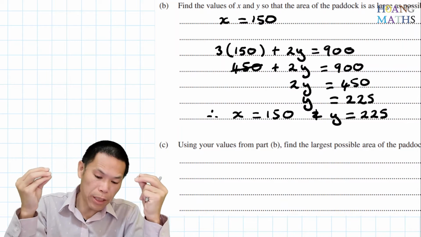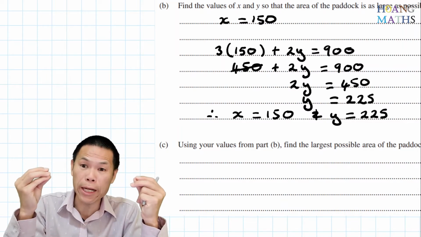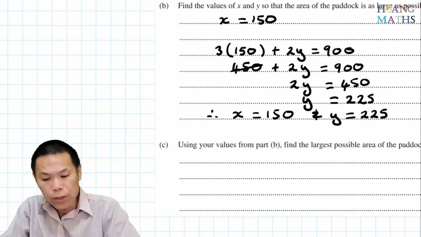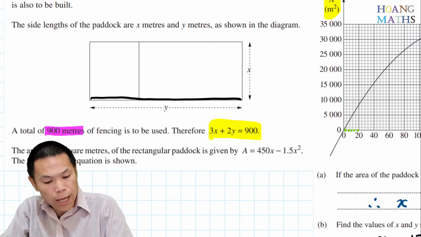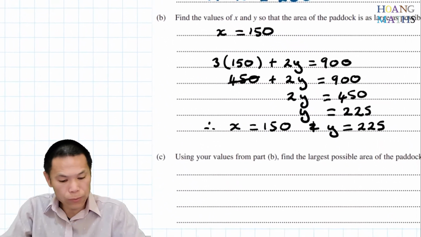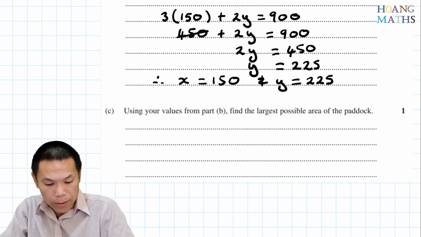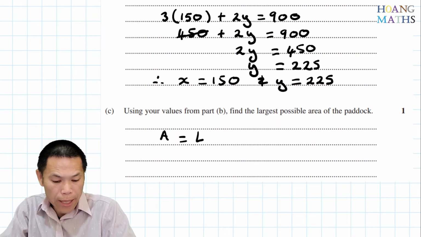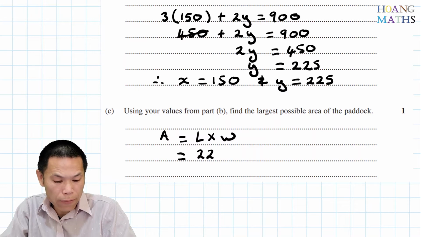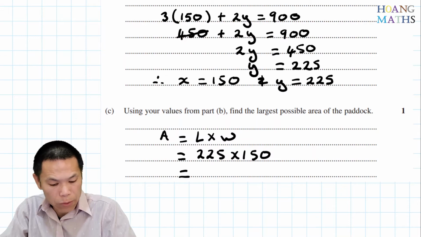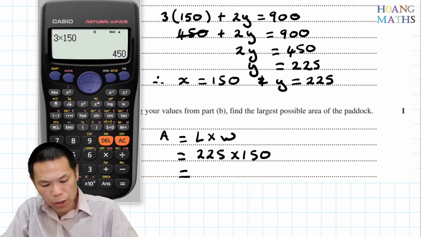Next one, part C. So we need to use part B to find the largest possible area for the paddock. So we know that it's a rectangle. So for the area, the rectangle is length times width. So we need to find length times width, which will give me the area of this paddock here. So A, that is area, equals length times width. So the length is 225 and the width is 150. So we just times them together. So I just go 225 times 150.